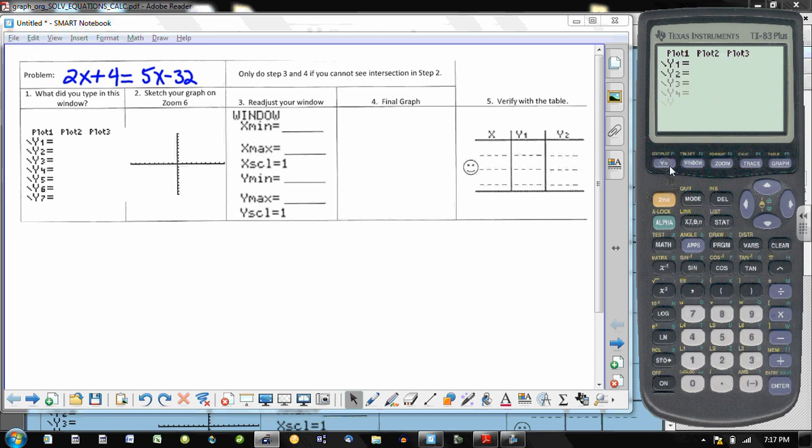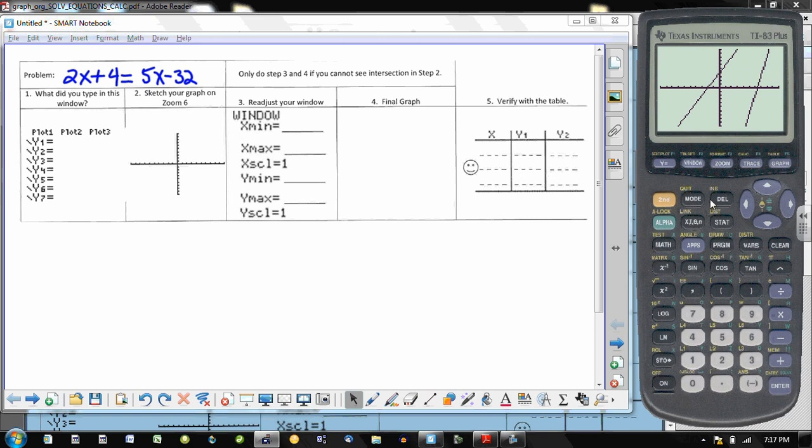So without the organizer, we look at it by doing y equals on our calculator. 2x plus 4, down arrow, 5x minus 32, and then we hit graph. Now we're looking for the point of intersection, which in this graph we can see is kind of high and to the right here. These lines will come together.